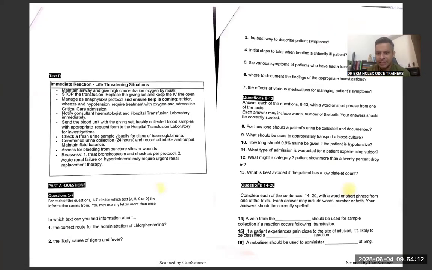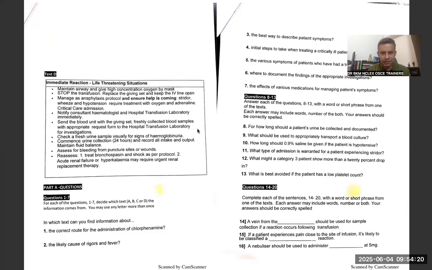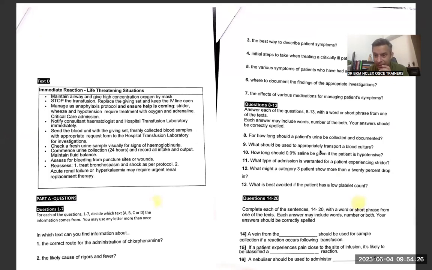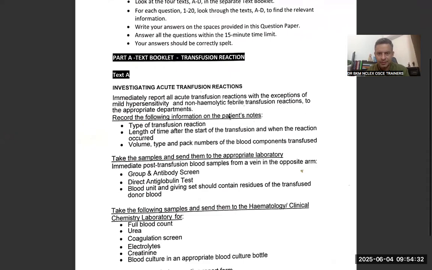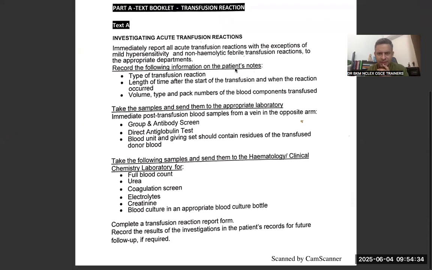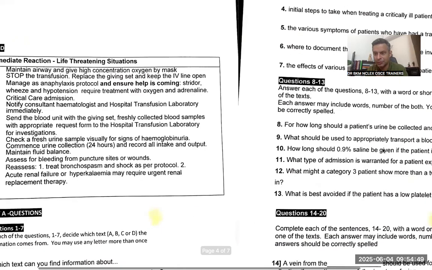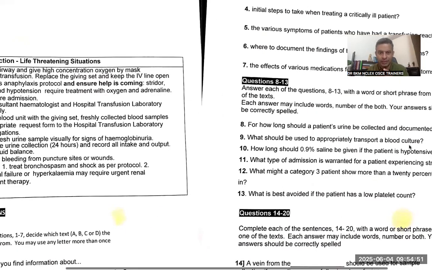Okay. Then, what should be used to appropriately transport a blood culture? Transport a blood culture. Now the word is blood culture, and the word appropriately. Again, please try to focus. The word appropriately would be given somewhere. Culture. Can you see the word culture? It should be in A, I guess. Culture. Appropriate. Blood culture bottle. So a bottle is what is required. So I have to fill in the word bottle. What should be used to appropriately transport? That is given as bottle or something.